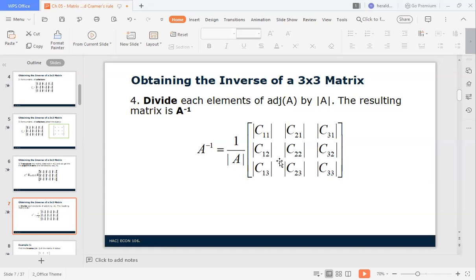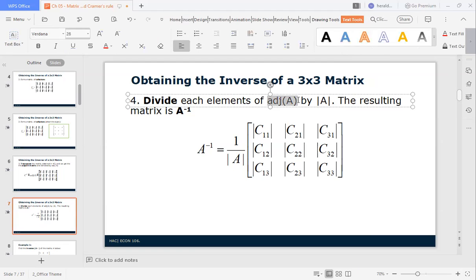Okay, so remember, class, that an inverse is just equal to the ratio 1 over determinant multiplied to the cofactors. Okay, yeah, multiplied to the adjoint.